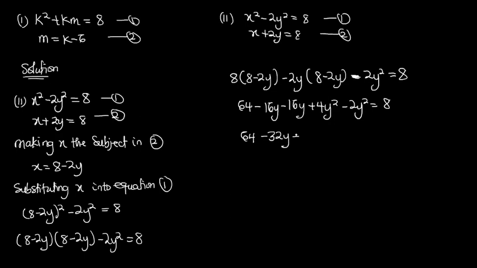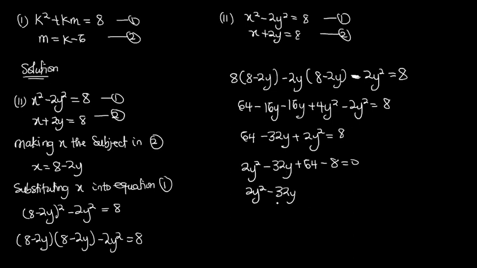Then I have plus 4y squared minus 2y squared will give me 2y squared is equal to 8. Okay, so from here, let me rearrange this equation. Let me bring 2y squared first. So I'm going to have 2y squared, then minus this 32y, then I write plus 64, and then I'm going to bring this 8 to the other side of the equal to sign, so it becomes minus 8 is equal to 0. So from here, I have 2y squared minus 32y.